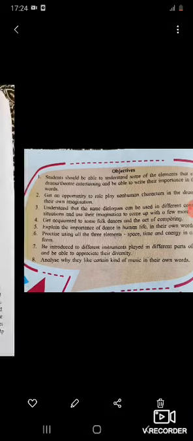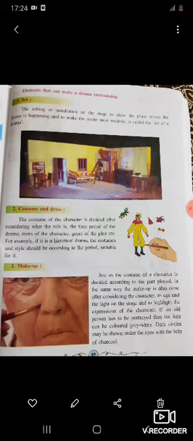So let us move to the first part, that is the drama. Let us see the elements that can make a drama entertaining. You all must have watched various dramas. You all even watch different serials on television. So what are the elements that can make a drama entertaining?